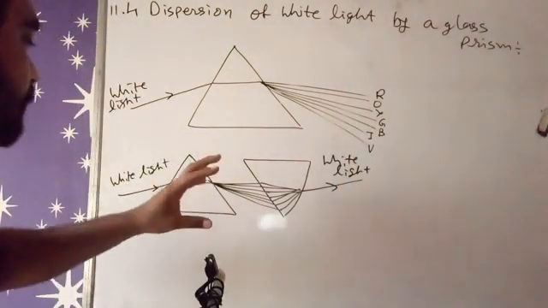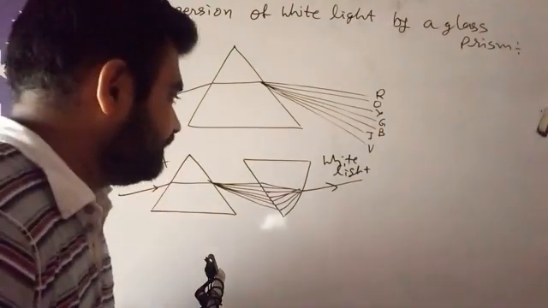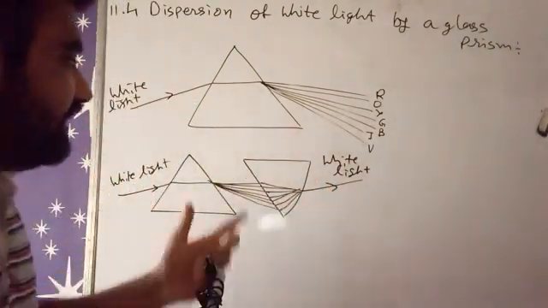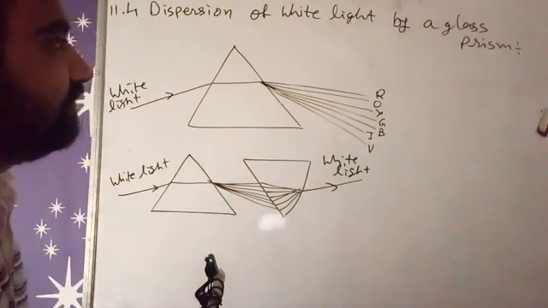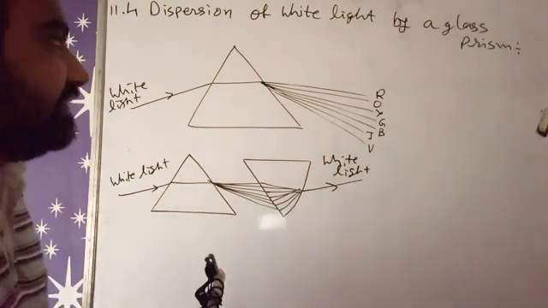So this is a two-step phenomenon. Here we are getting dispersion 2 times. So at last we have the same light which we earlier struck on the surface of the glass prism, right? So this is the second example.